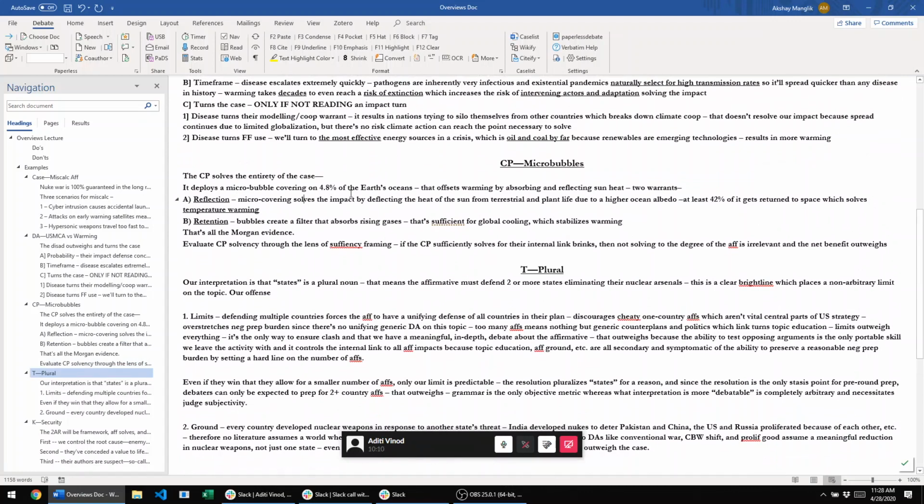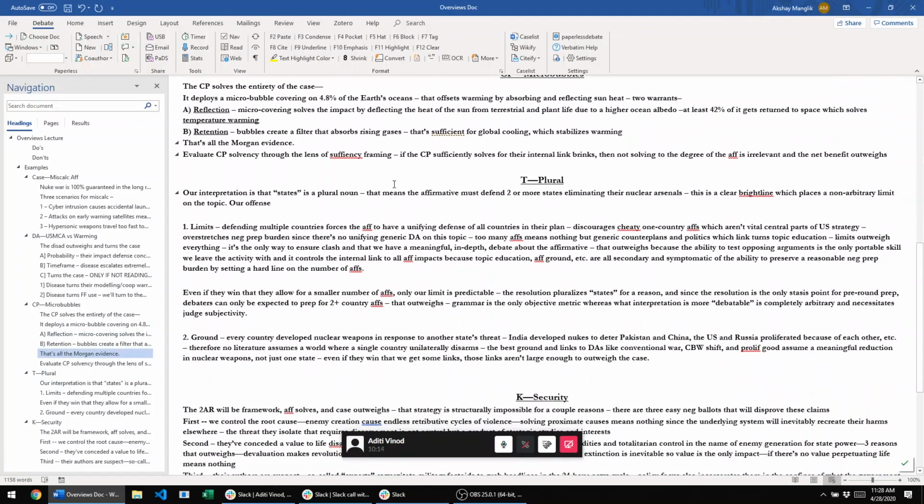And again, if there was a big solvency debate, you might want to put this on the line by line. Topicality, it's really important to emphasize your interpretation and then some of your main offense. If they read functional limits, for example, then maybe you'd want to put limits on the line by line.